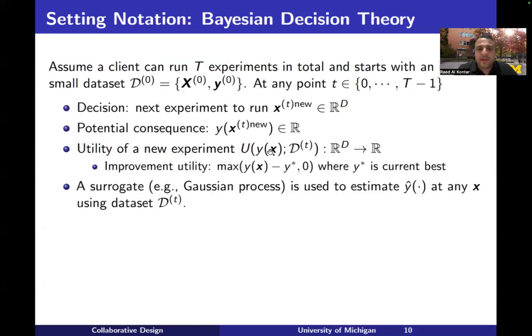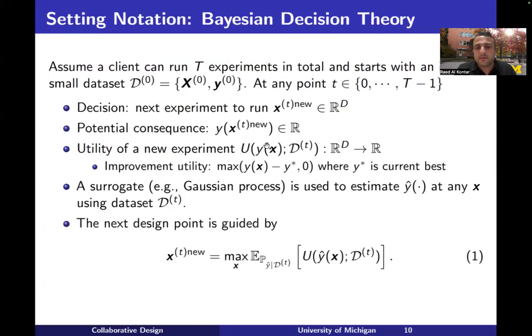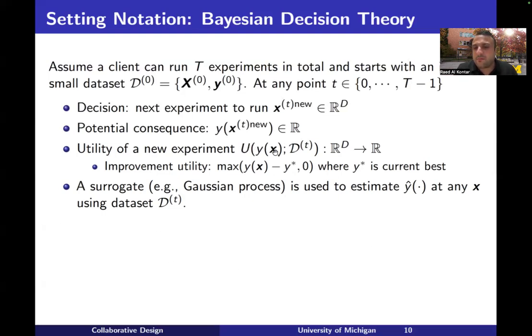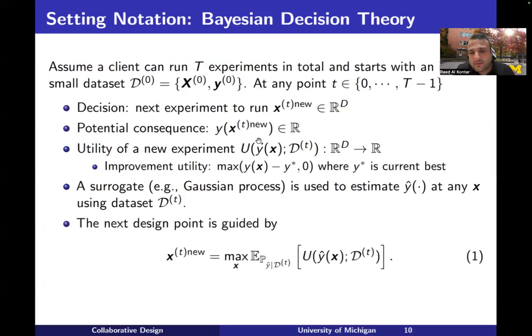Okay, but remember that I do not know the output for any x, so I cannot calculate the utility for any x. This is why I need a surrogate. The surrogate will help me estimate this utility function. Okay, so the surrogate is basically a surrogate on my output y. Okay, and you simply substitute your y with your surrogate.